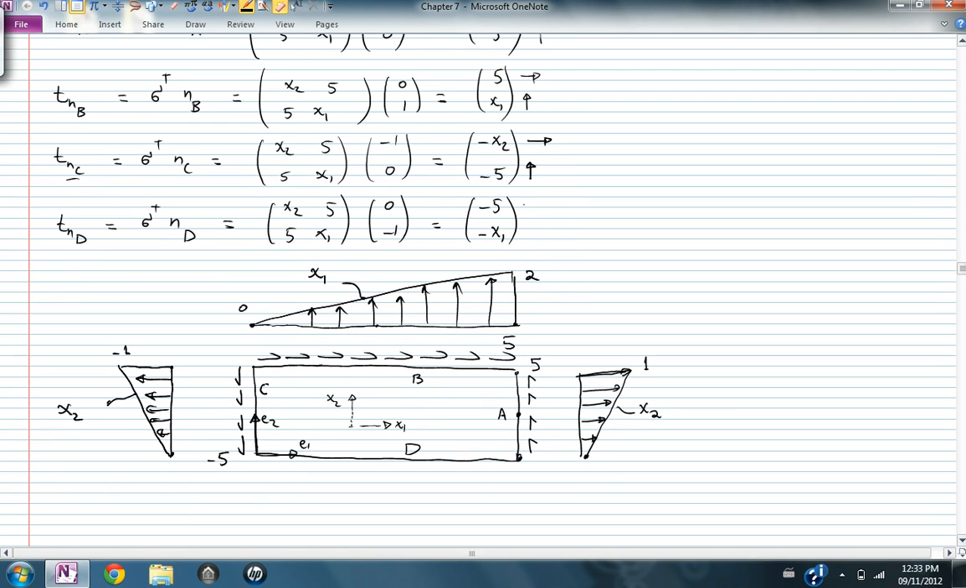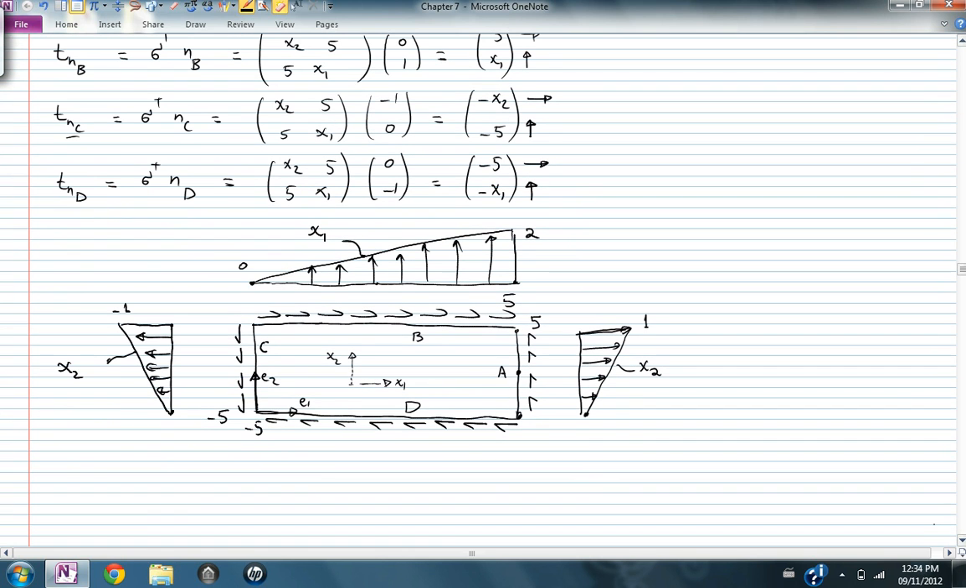And finally, on D, the horizontal is equal to negative 5. And the vertical is equal to negative x1. So negative 5, the arrows are pointing in the opposite direction. I'm just going to keep negative 5 so that I remember to put the negative when I utilize this in the equations. And in the vertical one, you have negative x1. So when x1 is 0, it's equal to 0. When x1 is equal to 2, it's equal to negative 2. And so this is the stress distribution acting on the boundaries of the plate. And inside the plate, I have rho b equal to 0.